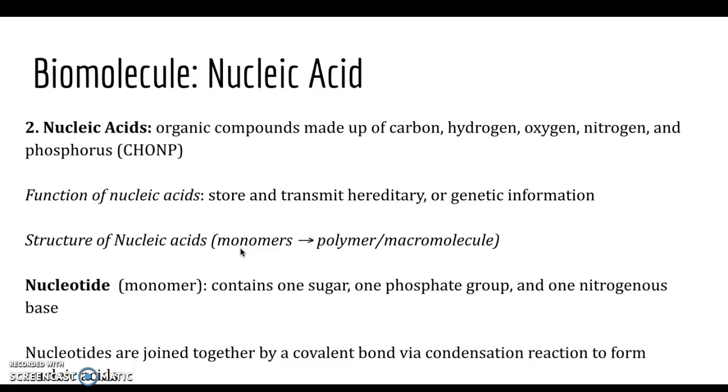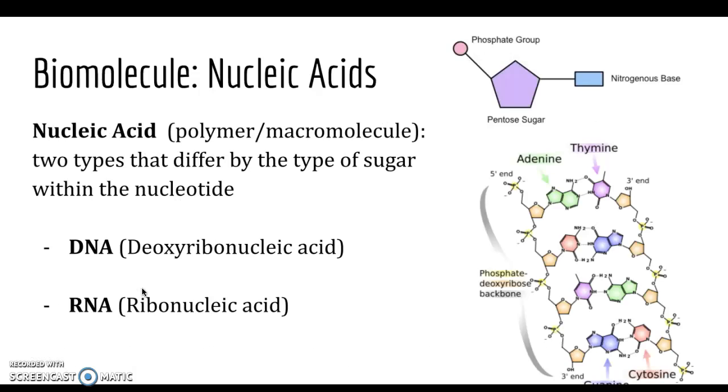Nucleotides contain one sugar, one phosphate group, and one nitrogenous base. And they are joined together by the covalent bond by the dehydration reaction. So the dehydration reaction joins nucleotides together, and that forms our nucleic acids. There are two major nucleic acids. So there are two nucleic acid polymers, DNA and RNA. So DNA is deoxyribonucleic acid, and RNA is ribonucleic acid, and the two differ by the difference of sugar. So DNA has deoxyribose as its sugar, and RNA has ribose as its sugar.